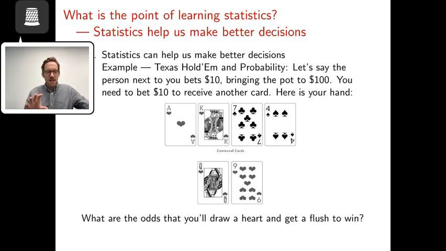Essentially, with this hand, we want to know what are the odds that the next card down, the last card that'll be played here, will be a heart. Because if it is, then we'll get a flush and we have high probability of winning. And I should say, pause the video, and for those of you who want to, go ahead and try to calculate what those odds are.